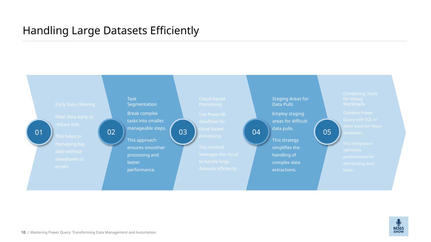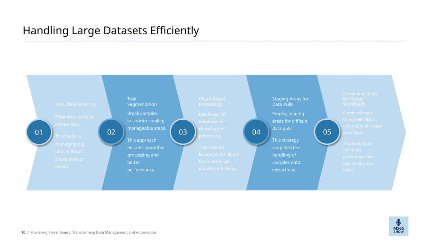When working with large datasets, handling them efficiently is crucial to keep things running smoothly. One of the key strategies is to filter data early in the process. By doing this, you reduce the dataset size up front, which helps prevent slowdowns or errors during processing. It's about being proactive and trimming the fat before you dive deeper. Another important concept is breaking complex tasks into smaller, manageable steps. Think of it like tackling a big project. You don't want to do everything at once. Instead, splitting tasks makes processing smoother and improves overall performance, making your workflows more reliable.